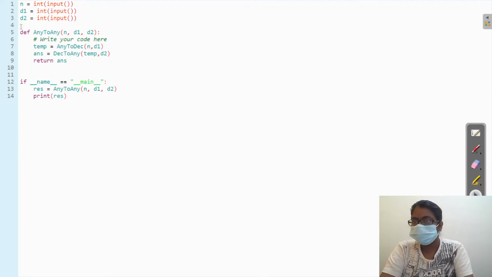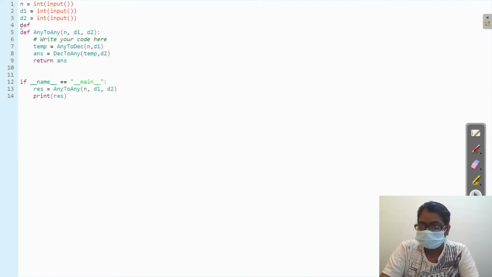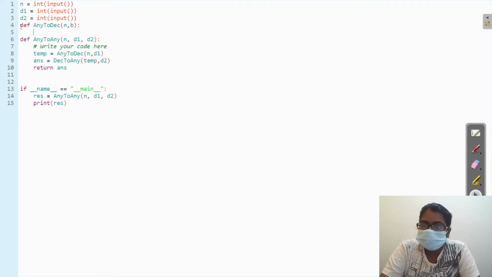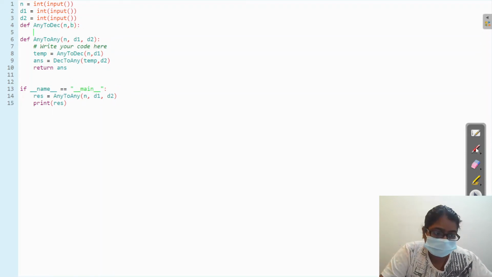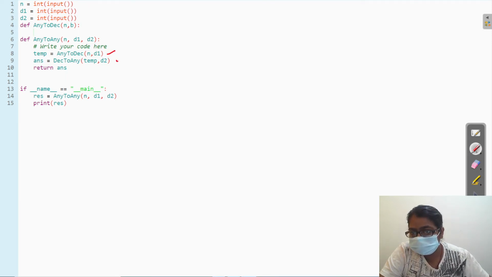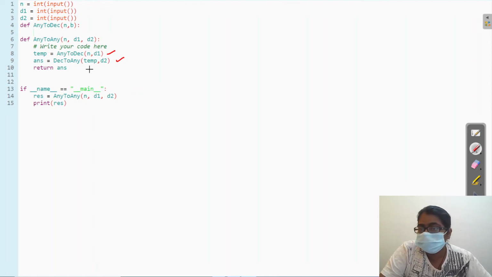Now let's write these two functions. First let's define any to decimal, which takes n and the base b. These two functions have already been discussed in previous videos, one titled any to decimal and another titled decimal to any. If you have any problem with the implementation, please go and refer to those videos first.